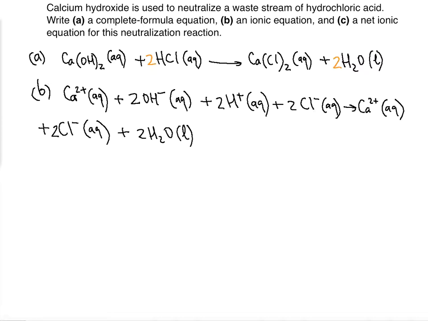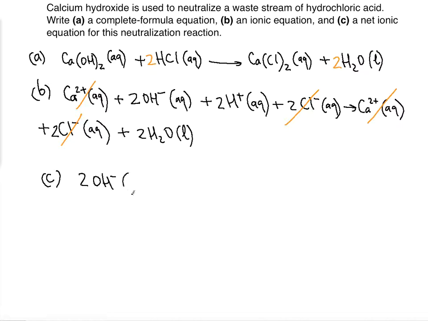Okay, so now to find the net ionic equation, we need to cancel out the ions that are on both sides of the equation of the reaction, right? As you can see, there's a 2Cl minus on both sides. We cancel that. And there's a calcium 2 plus on both sides. We cancel that, right?